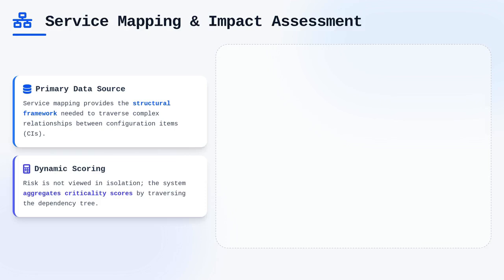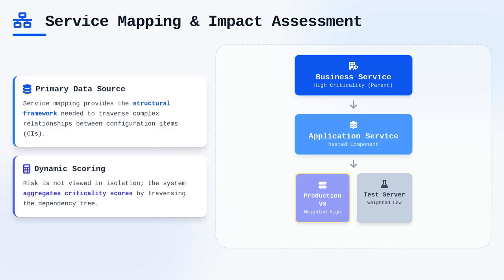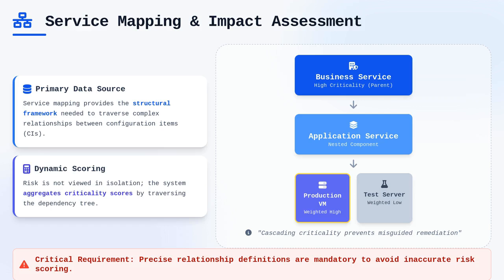The platform achieves this by calculating scores based on parent-child relationships, where the parent is often the business service or the application service itself. This cascading criticality ensures that the risk profile of an asset is not seen in isolation, but as a nested component within a larger, more critical architectural topology. We must be methodical about how we define these relationships to avoid inaccurate scoring that could lead to misguided remediation efforts.